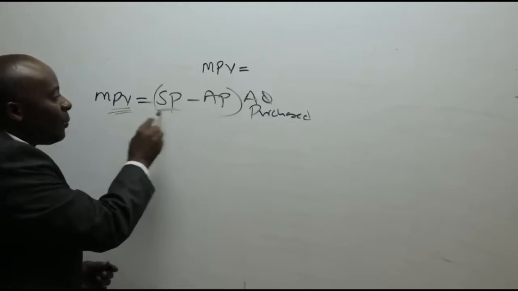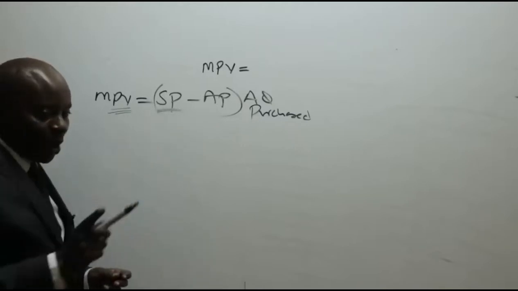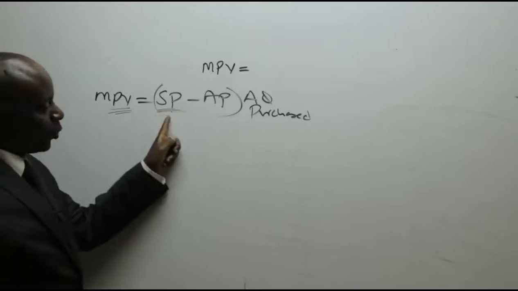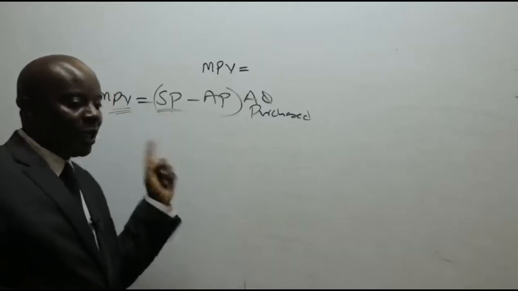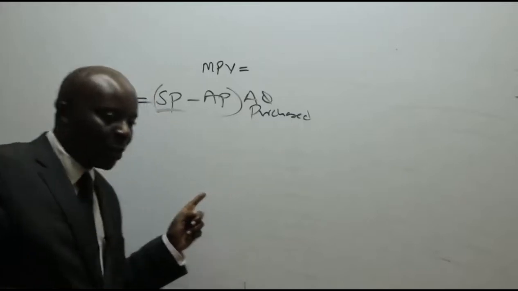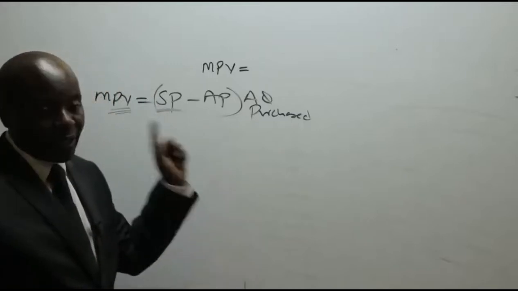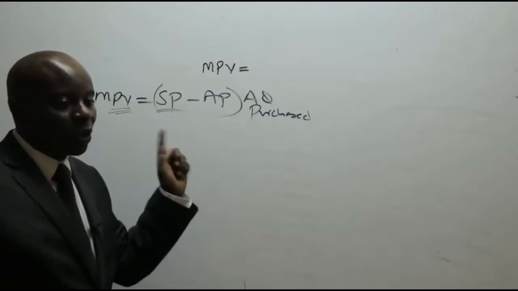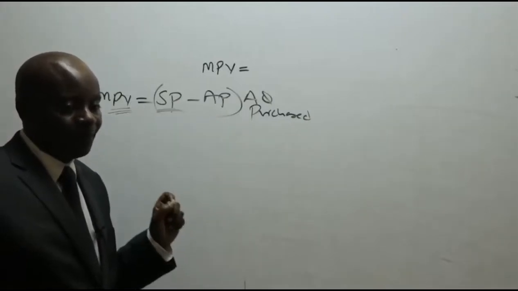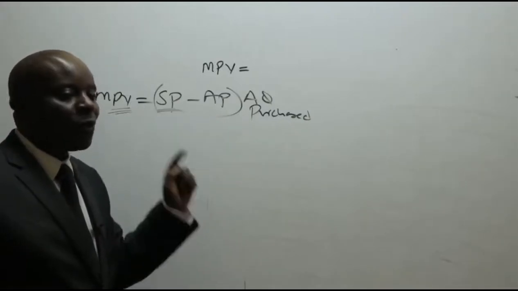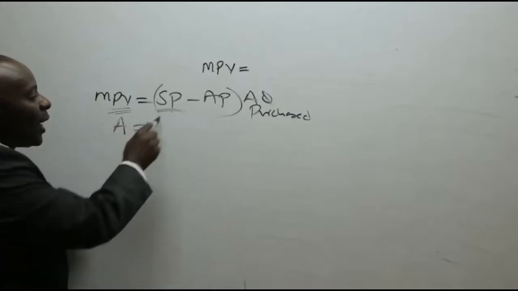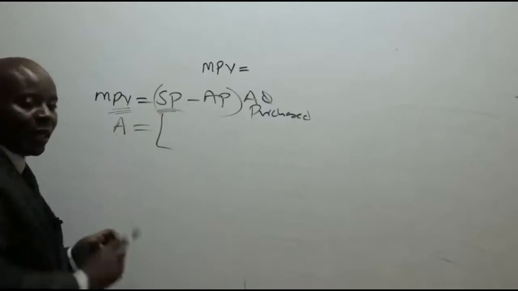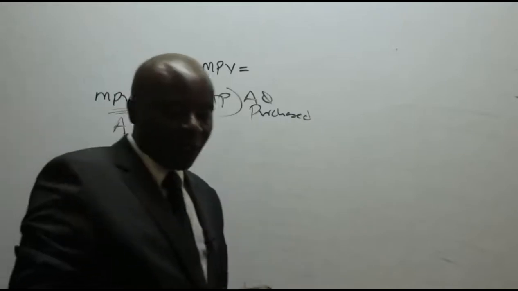We have SP, the standard price per kilogram. Please write this in full. AP stands for actual price per kilogram. And then we have Q standing for actual quantity of materials purchased. So then we have got two types of materials here. We begin right away by giving our examiner the material price variance for A.